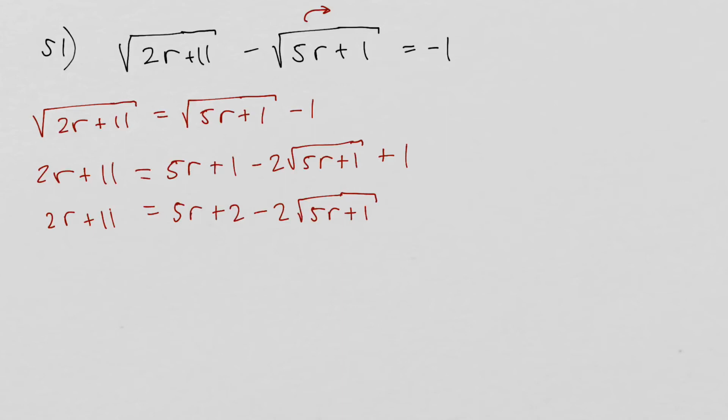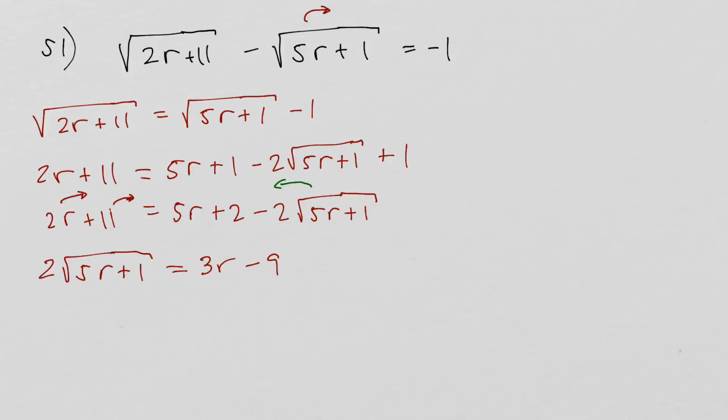Now, I'm going to move this radical to the left because I want it to be positive. So when I do that, I get a positive 2 root 5r plus 1 on the left, and then I'm going to move this to the right by subtracting it. 5r minus 2r is 3r, and I'll move this to the right by subtracting it. 2 minus 11 is negative 9. Now I'm going to square both sides to eliminate the final radical.